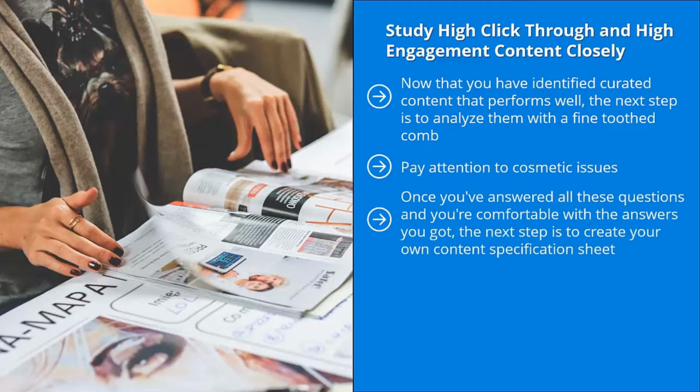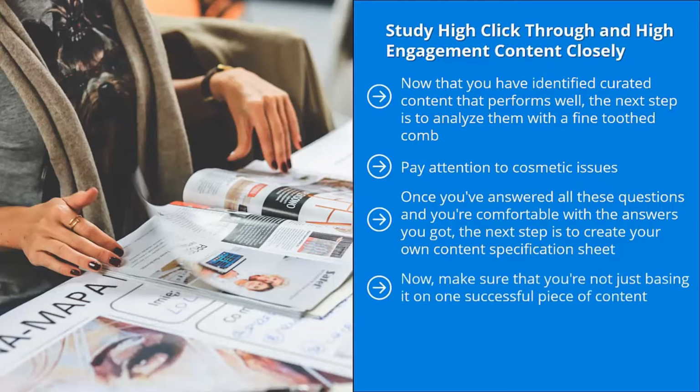Once you've answered all these questions and you're comfortable with the answers you got, the next step is to create your own content specification sheet. This is going to be your template. Now, make sure that you're not just basing it on one successful piece of content. That third-party content might be a fluke. The company behind it might just have gotten lucky, and for some reason, that piece of content went viral. That's not going to help you.